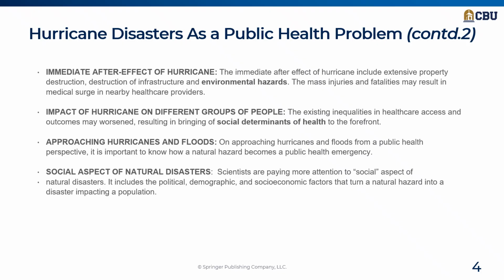From a public health perspective, hurricanes and floods are not just natural disasters, they actually become public health emergencies through their social context. Political decisions, demographic patterns, and socioeconomic conditions end up shaping who's exposed, who's protected, and who recovers, and how quickly they recover. Understanding these social dimensions is essential for effective preparedness, response, and recovery.